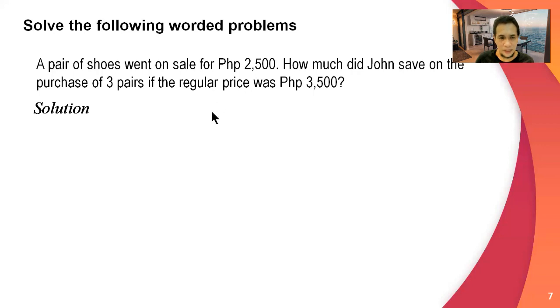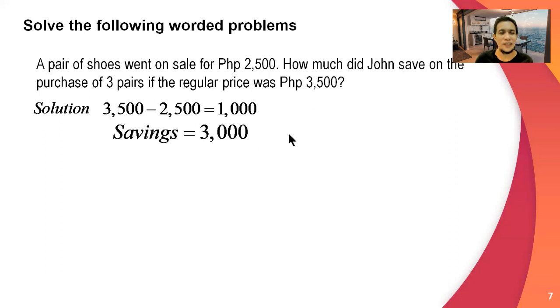For one pair, that's 1,000 pesos. However, John purchased 3 pairs. So 1,000 times 3, that's 3,000. So this is the savings, 3,000 pesos. Okay. So any question? All right, we have a challenge question.